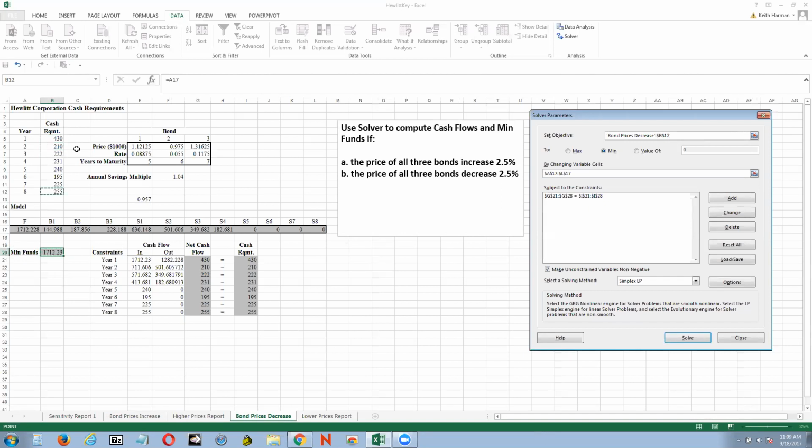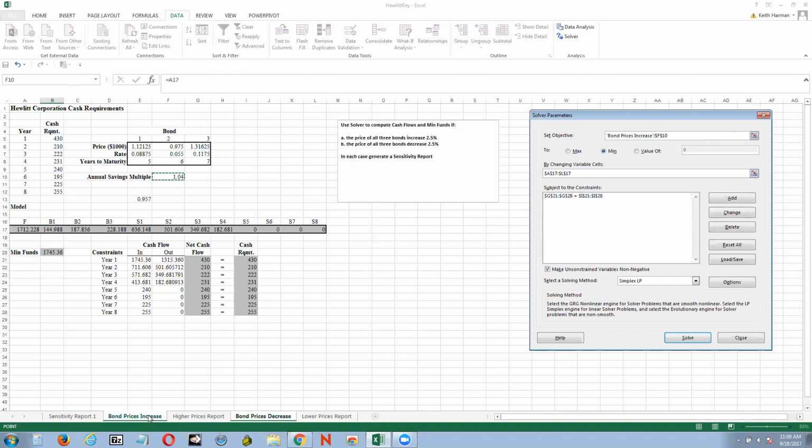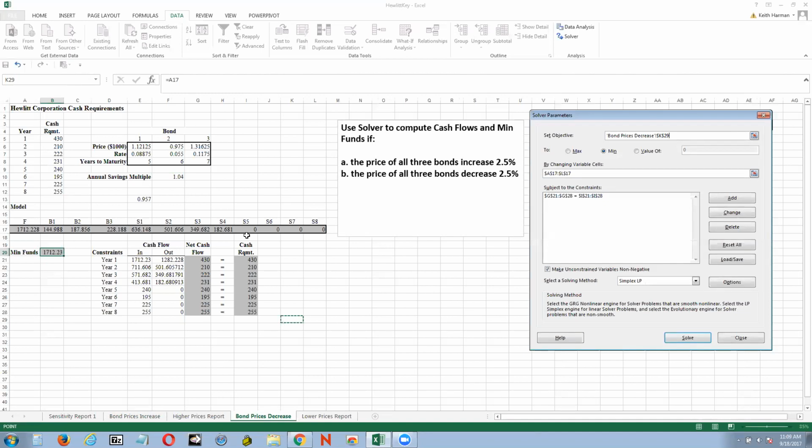Now, that being said, you're going to have some expertise, or some way that you input the data to utilize this model. And that means you've got to understand what your cash requirements are, what the bond prices are, the rate, the years of maturity, and all that business. And then that annual savings multiple. And this is bond prices decrease. Same thing if they increase, and you have that multiple there.